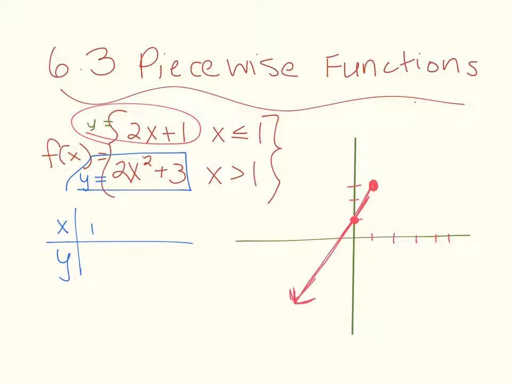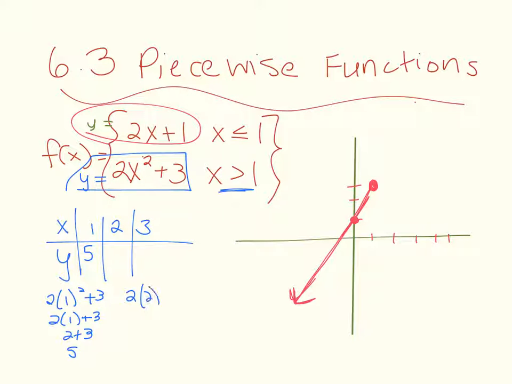How many graphing questions? There's one like this, and then there's the inverse. And then I would go bigger than 1 because it's greater than 1. So 2 and 3, and plug those values in. So 2, 1 squared plus 3, which is 5, and then plug in 2. 11. And then plug in 3. Should have picked smaller numbers.